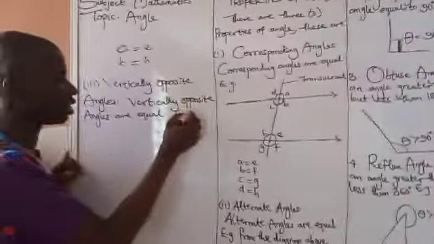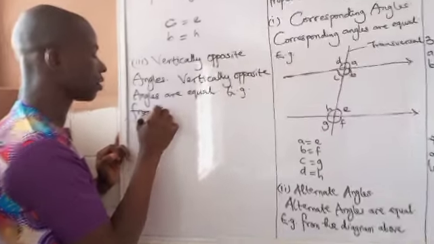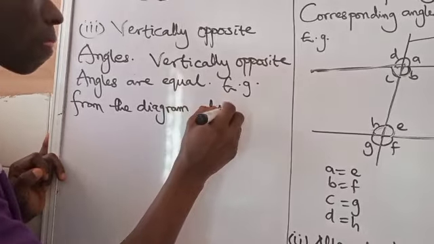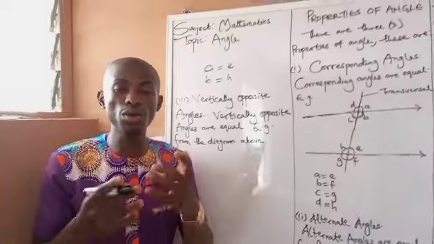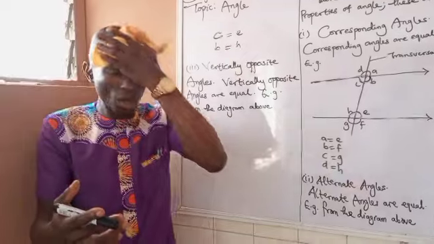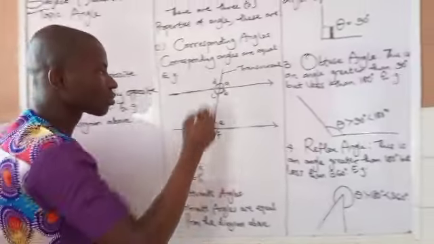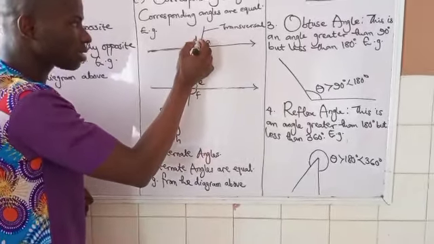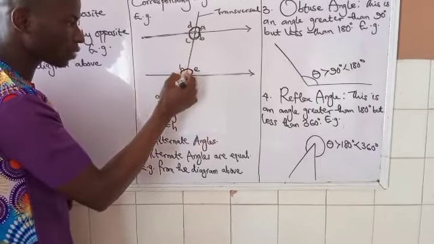Let's go back to the diagram, for example, from the diagram above. Now, from the English word, when we talk about opposite, it means something facing each other. Do you understand? Now, we have here, if you look, this place is facing this place.